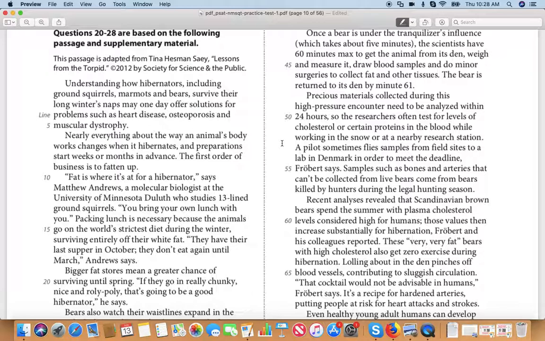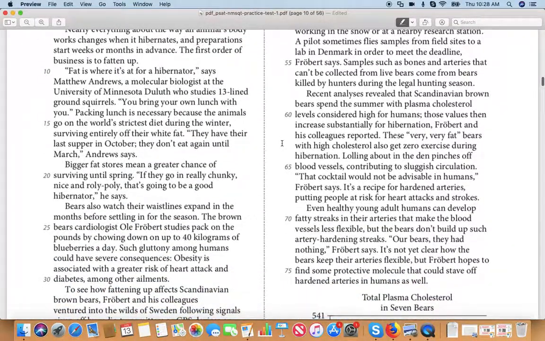Nearly everything about the way an animal's body works changes when it hibernates, and preparations start weeks or months in advance. First order of business is to fatten up. Okay. Fat is where it's at for a hibernator, says Matthew Andrews, a molecular biologist at the University of Minnesota Duluth, who studies 13-lined ground squirrels. You bring your own lunch with you.